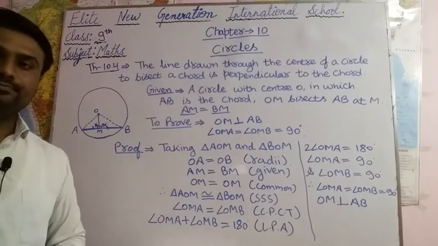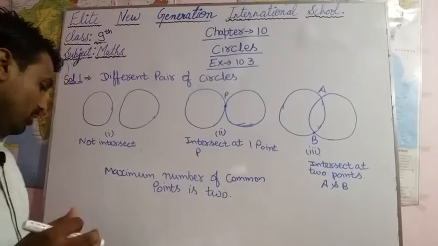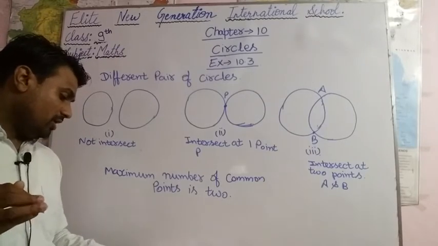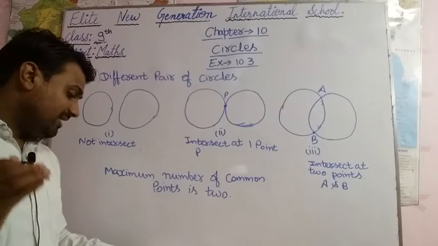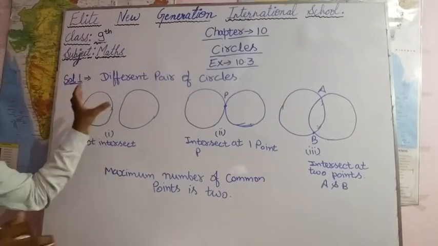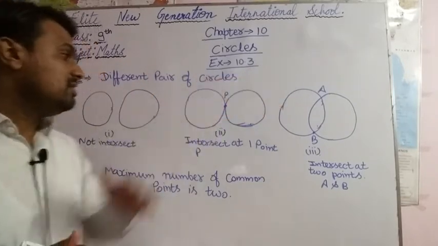So in question number 1, exercise 10.3, we have to draw different pairs of circles. How many points does each pair have in common? First of all we have to make different pairs of circles. So it is the first pair, the second pair, the third pair.